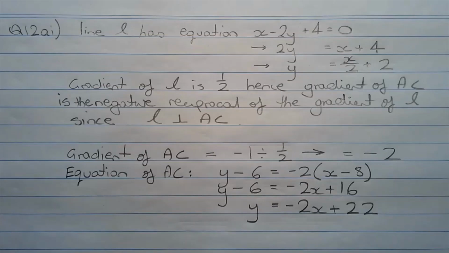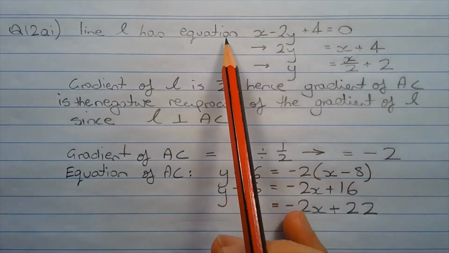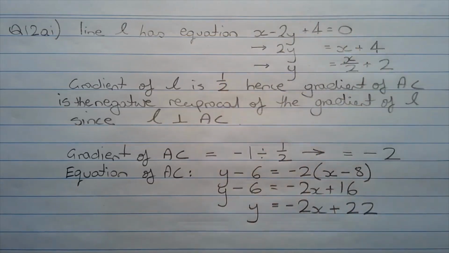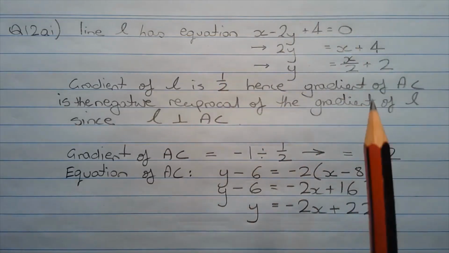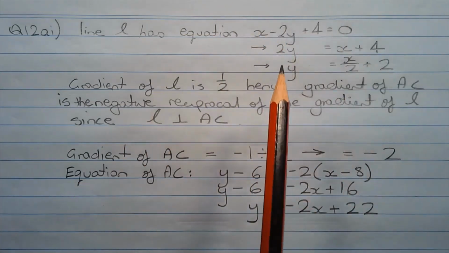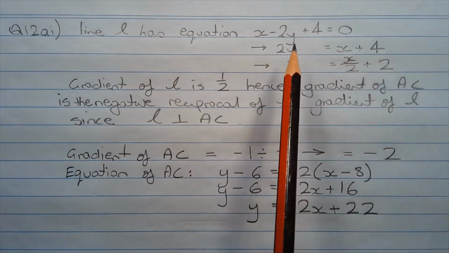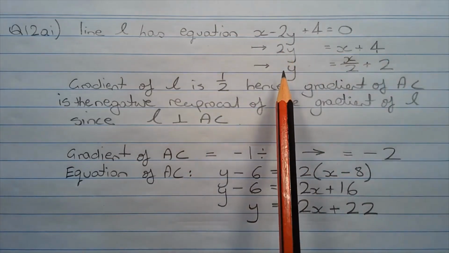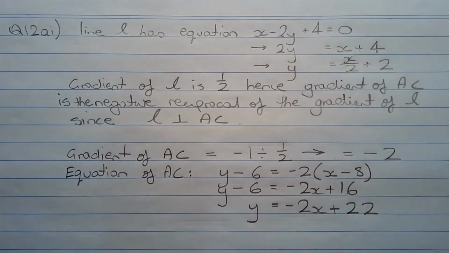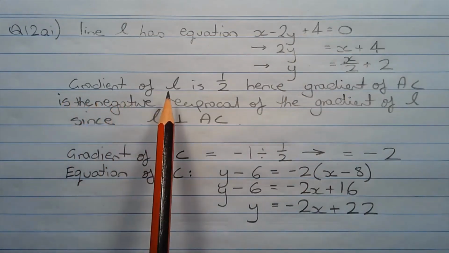The first thing we need to work out is the gradient of line L, and we can do that by converting the equation of line L in general form into the form y equals mx plus c, or gradient intercept form. So rearranging this equation, I'm going to make y the subject. We have 2y is equal to x plus 4. Dividing everything by 2, we get y is equal to x over 2 plus 2. So the gradient of L is half.